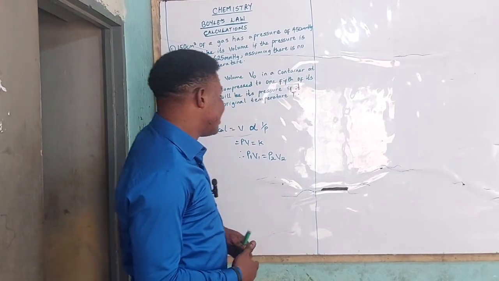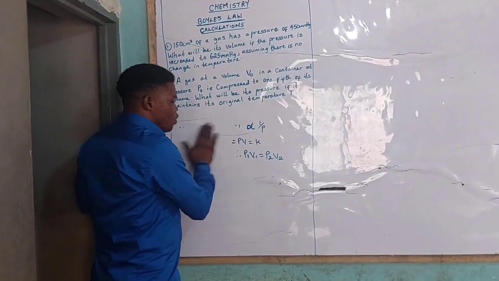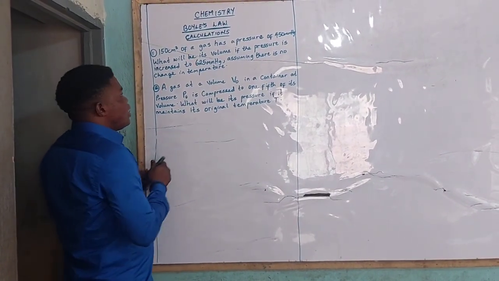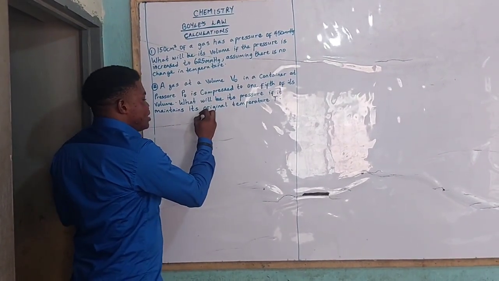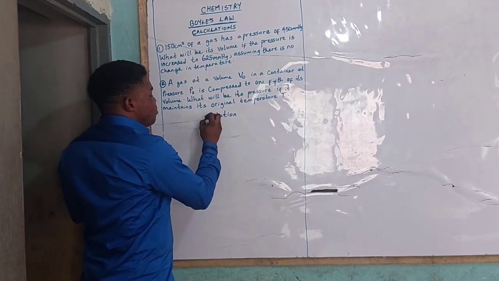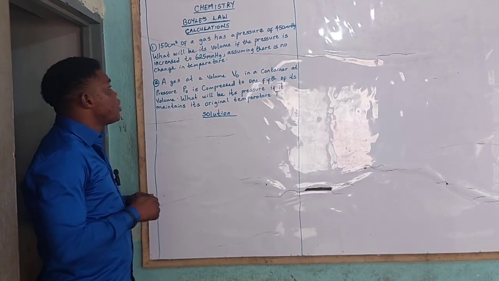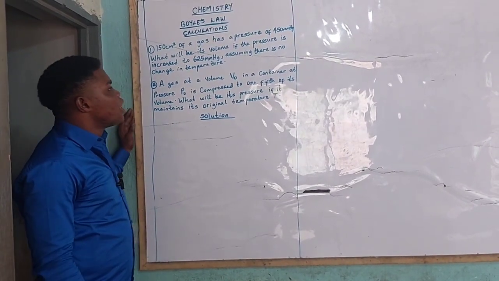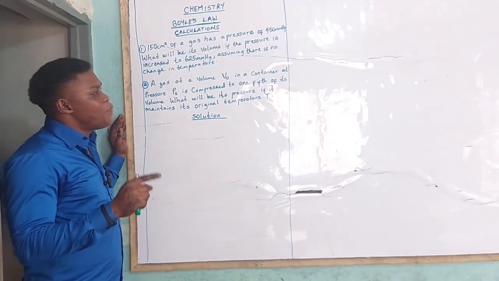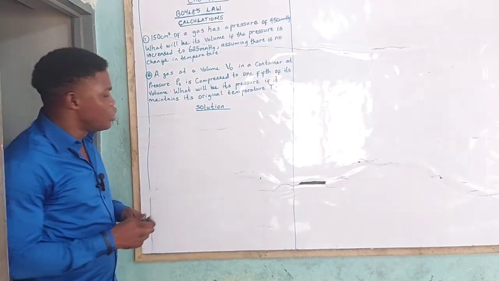Now, let's look at a few examples on Boyle's law. Question number 1 says: 150 centimeter cube of a gas has a pressure of 450 millimeters of mercury. What will be its volume if the pressure is increased to 625 millimeters of mercury, assuming there is no change in temperature?